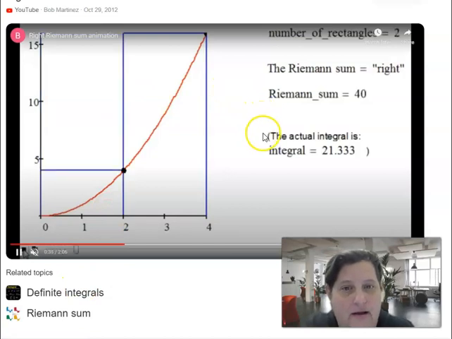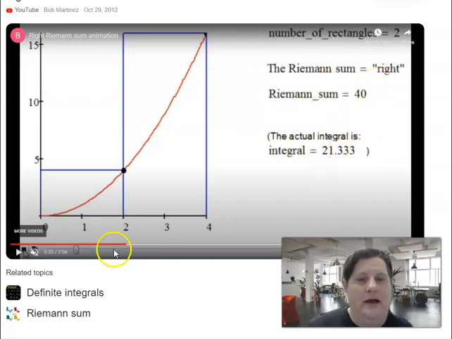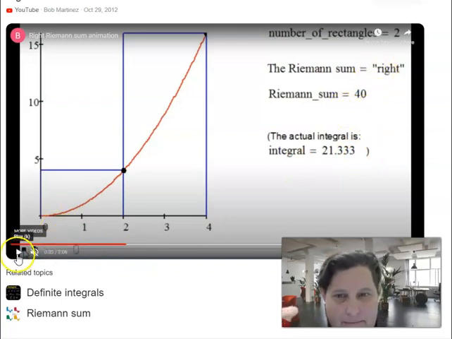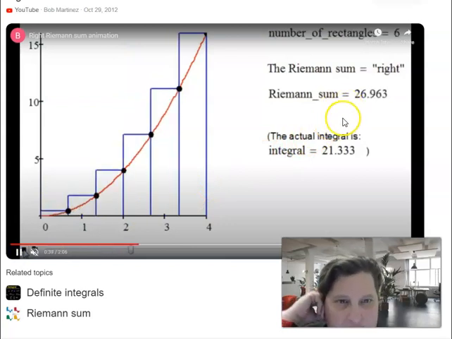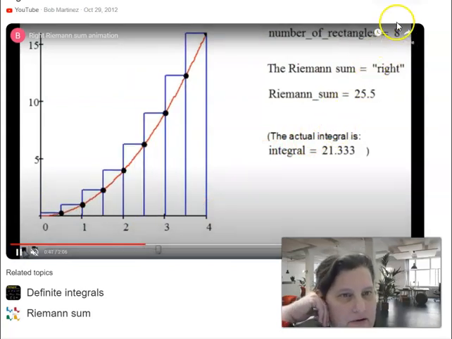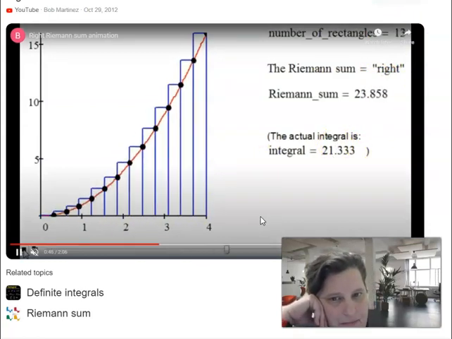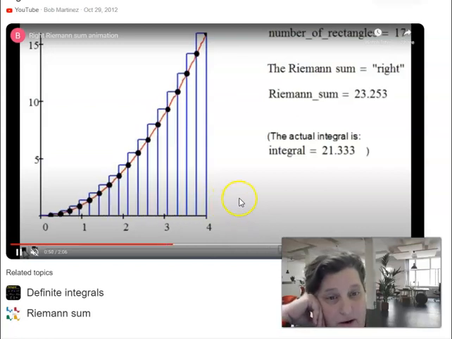Okay, so this is two rectangles, right? And he's got these little calculations over here. He's doing right-hand rectangles. The actual integral is 21.333, okay? With two rectangles, we're at 40. And then we're dividing it up into three rectangles, four rectangles, 5, 6, whatever. And as the number of rectangles increases, we're getting closer and closer and closer, all right? So can you guys picture this? I'm just making so many rectangles.